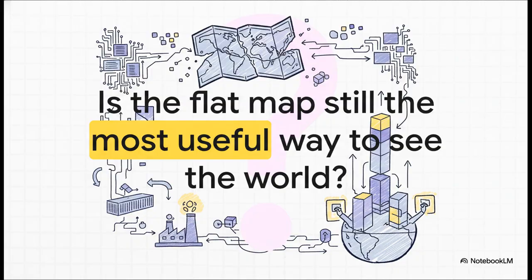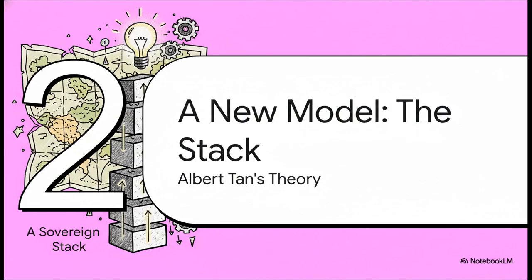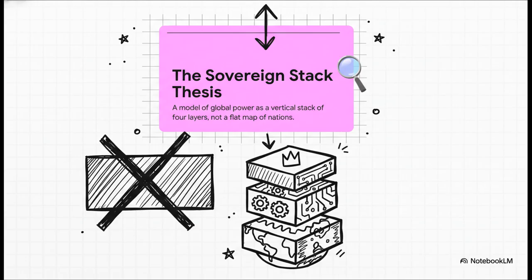I mean, in an age of digital platforms, global supply chains, and data that flows across borders in a split second, does a simple map of countries really explain who has the power to influence your life? The answer, more and more, is a hard no. So if the old map is broken, what do we replace it with? Well, this is where a really powerful theory from Bert comes into play. It's called the sovereign stack, and it gives us a brand new lens to see and understand power in the 21st century.